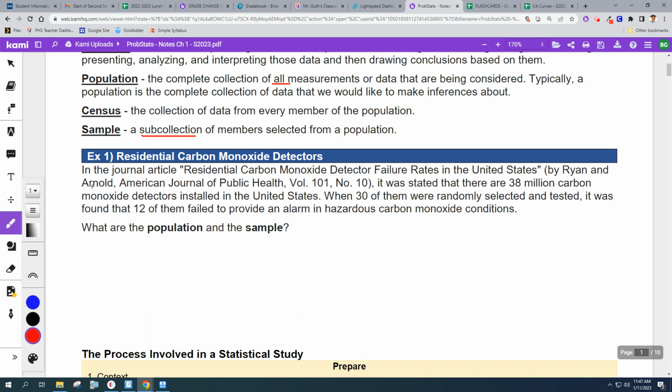So remember, population is talking about all the numbers, sample is talking about some of the numbers. If we're looking at the population, one example of population is when they talk about the 38 million carbon monoxide detectors, because that's all of them. If you think about it, they probably wouldn't be able to test all 38 million. So that's where your sample comes in. Sample is just some of them. So the 30 of them would be your sample.